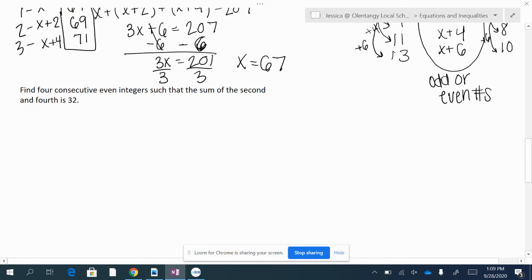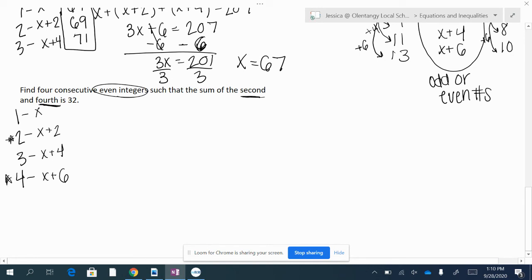All right, and then the next one I thought would be good for us to go over. It says, find 4 consecutive even integers such that the sum of the second and the fourth is 32. So again, it might be good for you to write out your numbers. We're working with 4 numbers here, 1, 2, 3, and 4. They're even integers, so I need to follow the same pattern: x, x plus 2, x plus 4, and x plus 6. But this is saying that the second and the fourth is 32.